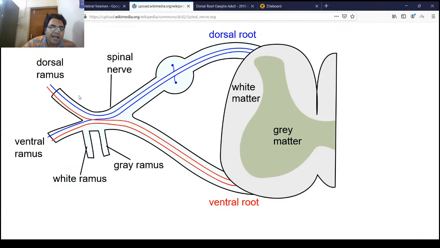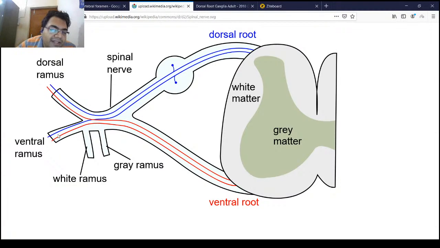And after coming out of the intervertebral foramina, they divide into two parts. You can see one of the sensory goes with one of the motor. Here one sensory goes with the motor, and then the two mix. Just see, try to understand here.